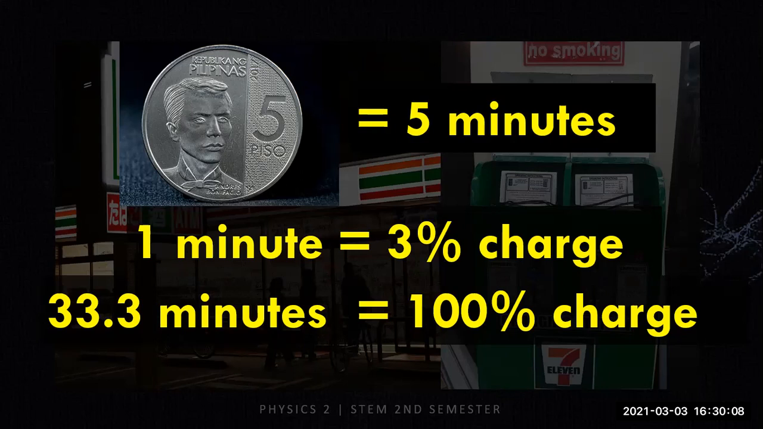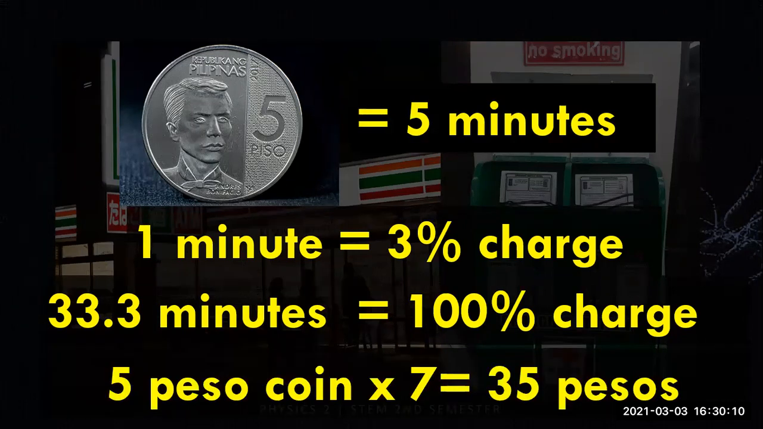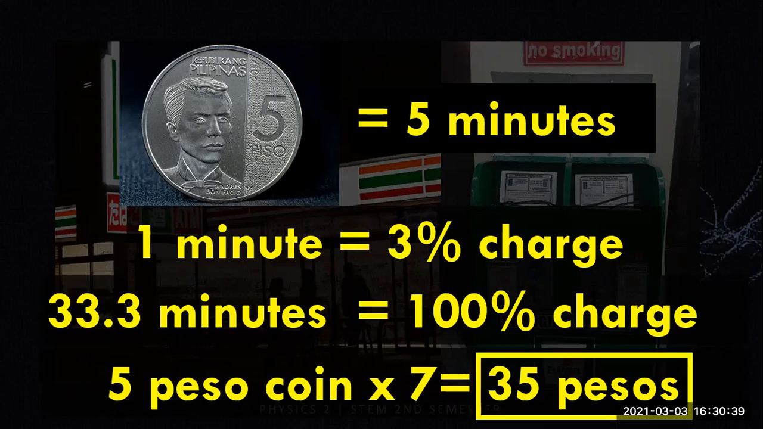So how much does it cost? If for every 5 minutes you need to use 5 pesos, that means you need to multiply by 7. 5 times 7, you'll now use 35 pesos. So just to charge your phone, they are getting 35 pesos from you. But how much does it cost really?